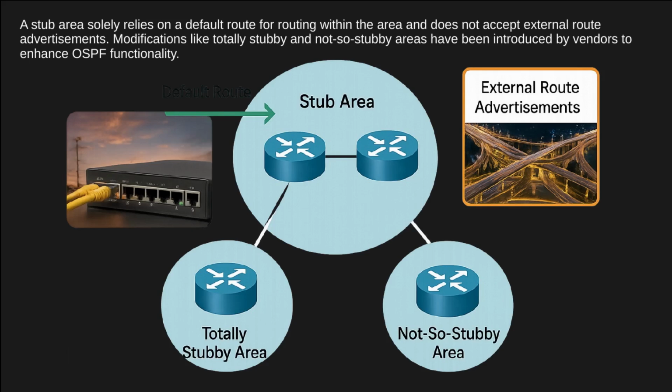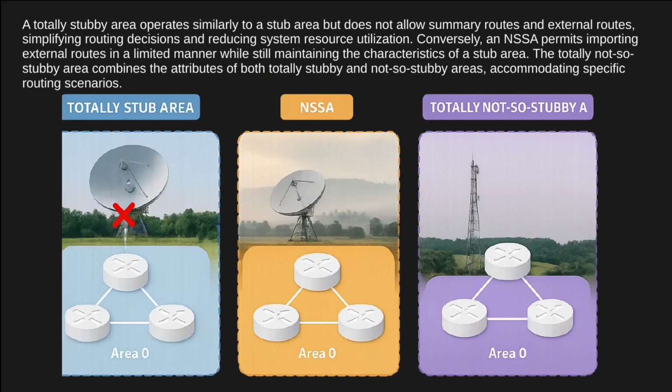Modifications like totally stubby and not so stubby areas have been introduced by vendors to enhance OSPF functionality. A totally stubby area operates similarly to a stub area, but does not allow summary routes and external routes, simplifying routing decisions and reducing system resource utilization. Conversely, an NSSA permits importing external routes in a limited manner while still maintaining the characteristics of a stub area. The totally not so stubby area combines the attributes of both totally stubby and not so stubby areas, accommodating specific routing scenarios.